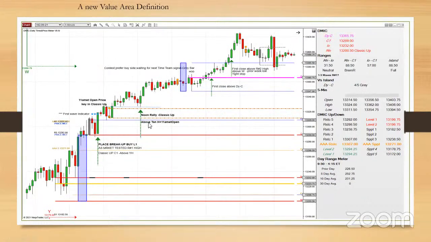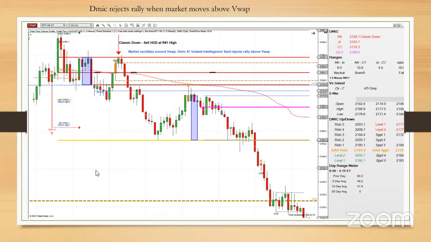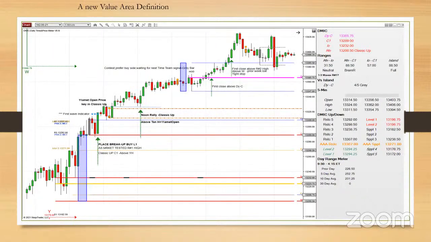DIMIC adds to the VWAP intelligence by adding a new confirmation level. In the same chart, you see DIMIC ignoring the breakup of the VWAP line, projecting the sell-off that was soon to engulf the market. Finally, let's look at two very key rally signals on two different days.